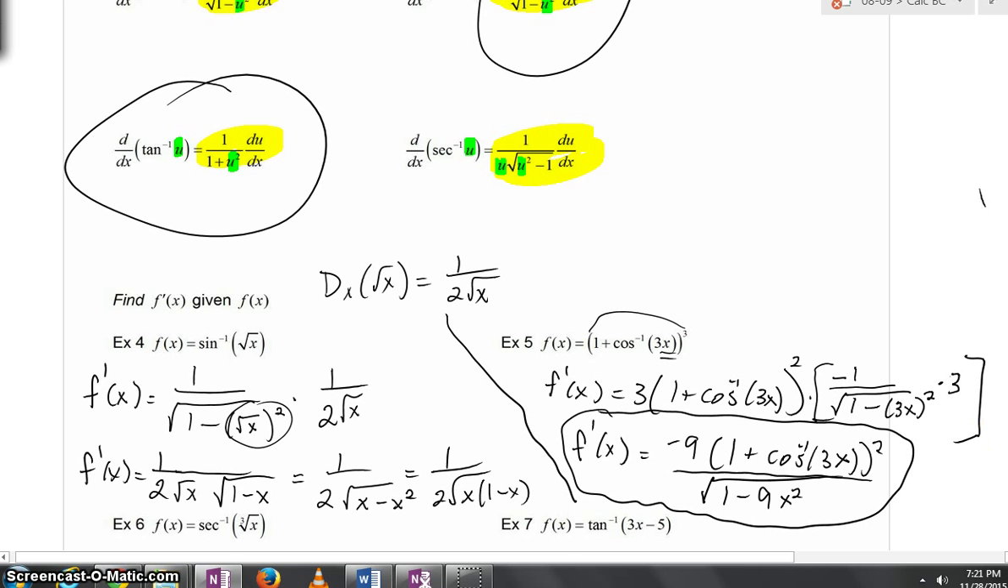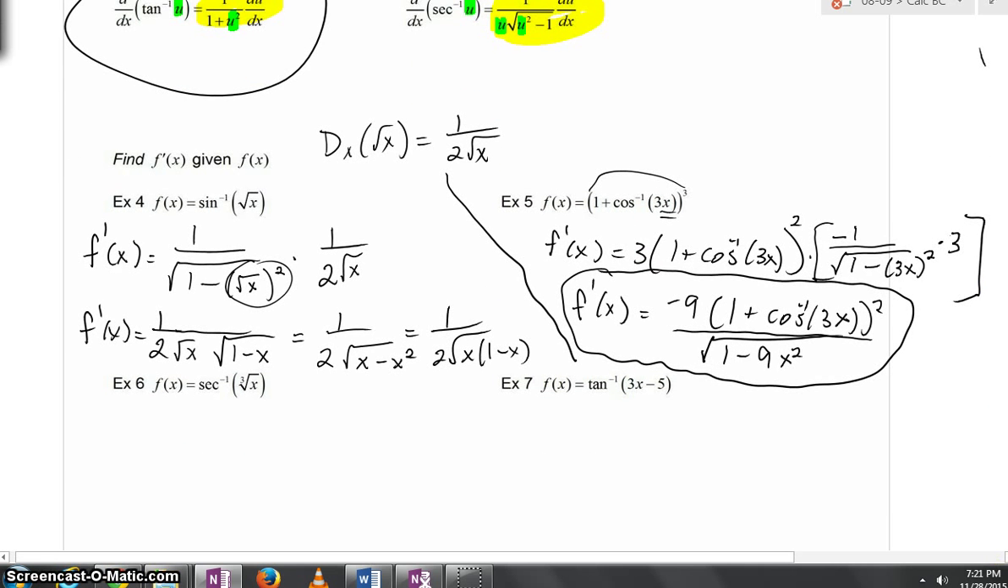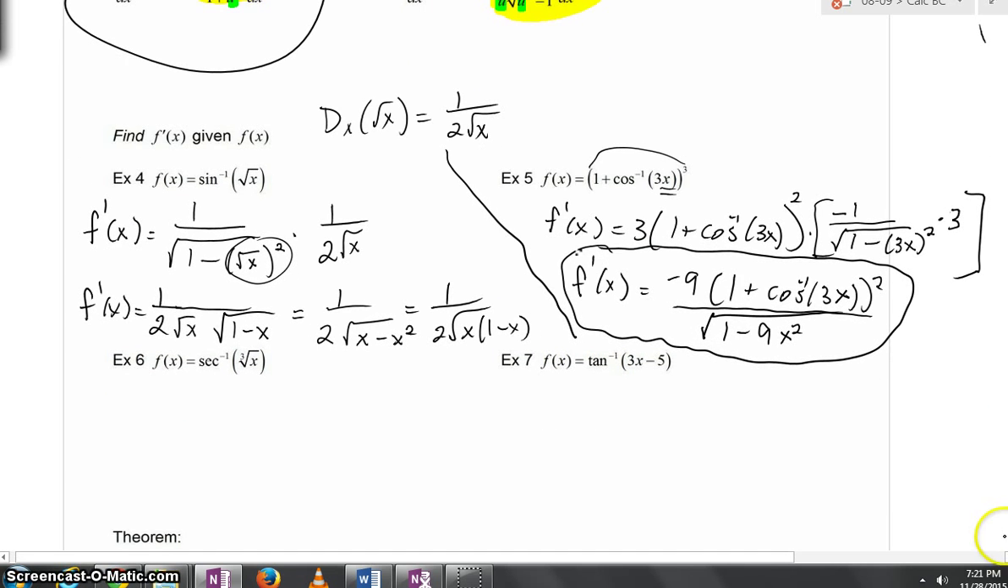It looks like we're running out of time. We're going to have to continue to take some derivatives, and then we're going to move on to taking some integrals.